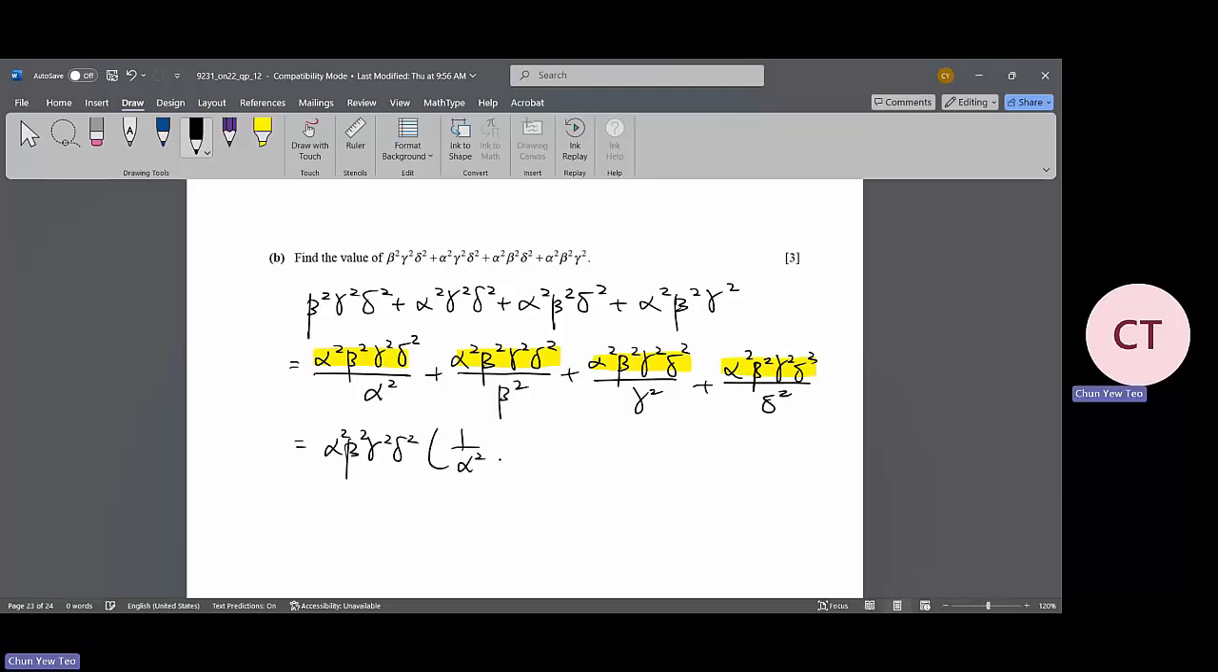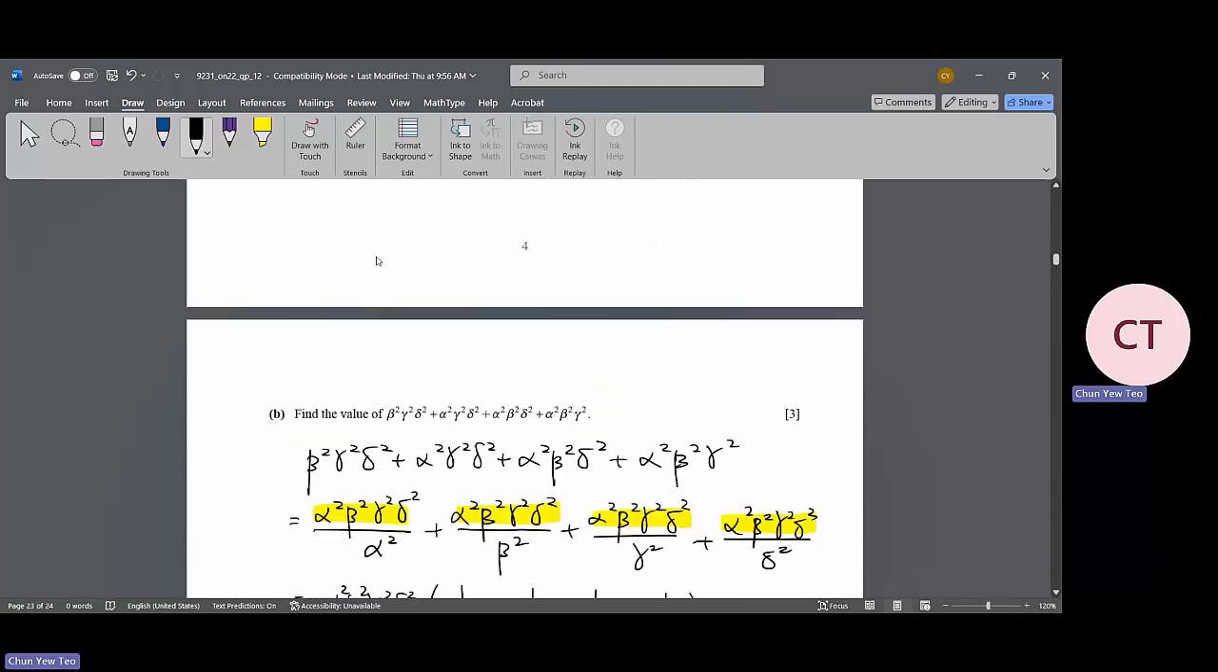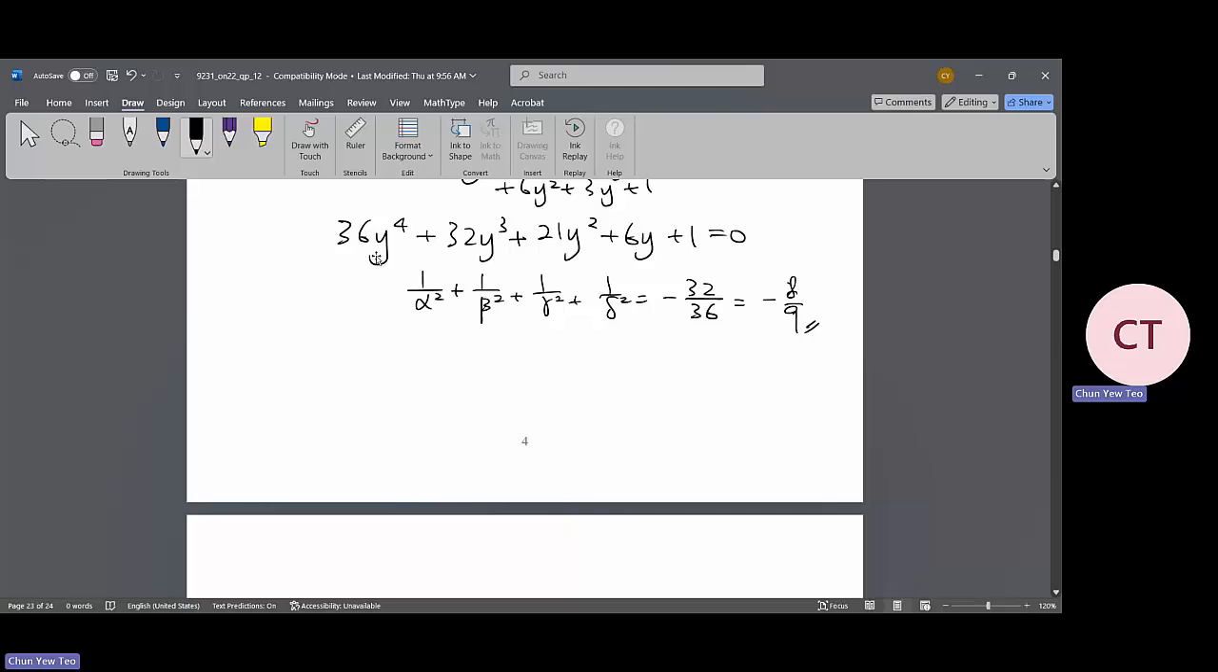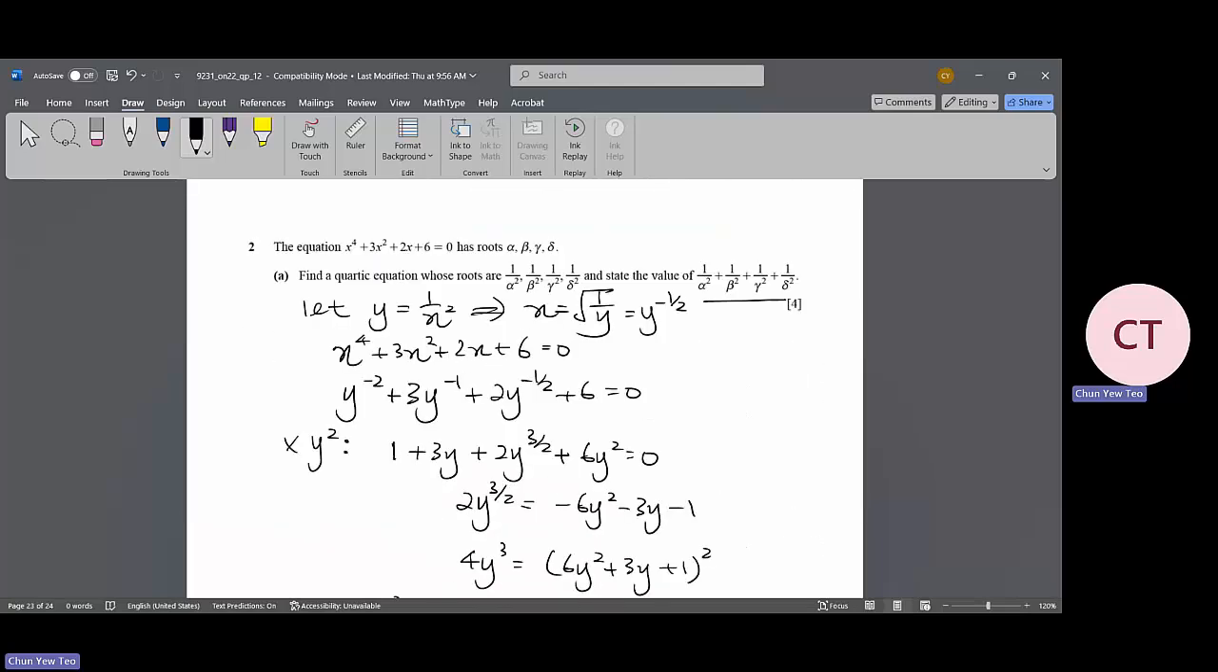Then this is 1 over alpha square plus 1 over beta square plus 1 over gamma square plus 1 over delta square. So this is the trick. You can see that this is the product of the 4 roots. The product of the 4 roots, if you refer to here, the square of the product of 4 roots, you refer to the original. This is alpha, beta, gamma, delta: negative, negative, positive, negative, positive, negative, positive, positive. So it's positive 6, positive 6. So over here is positive 6.